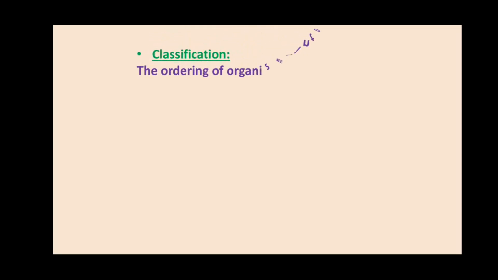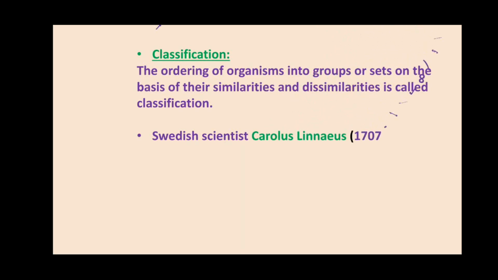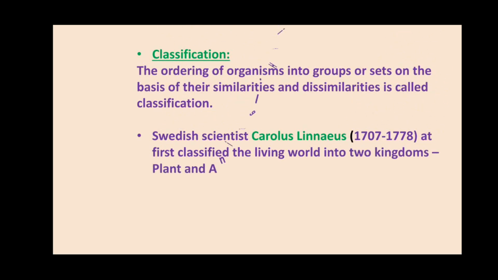Now, we are going to discuss classification. What is classification and why is it needed? You know, a huge number of plant species and animal species have already been discovered in the world. It is so tough to memorize every species individually. So that is why classification is needed. The ordering of organisms into groups or sets on the basis of their similarities and dissimilarities is called classification.